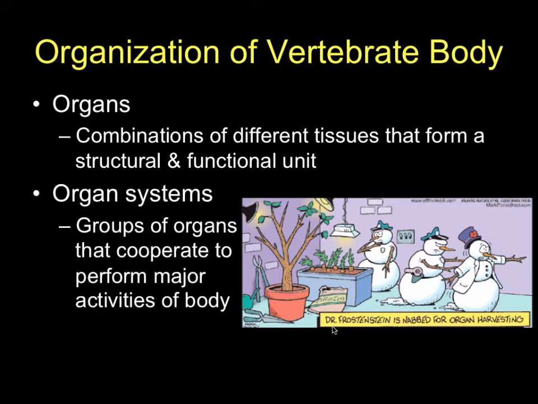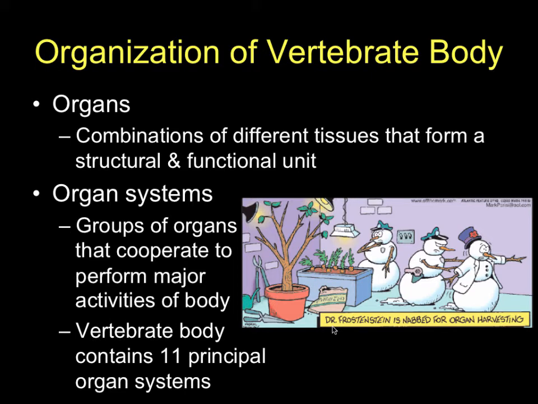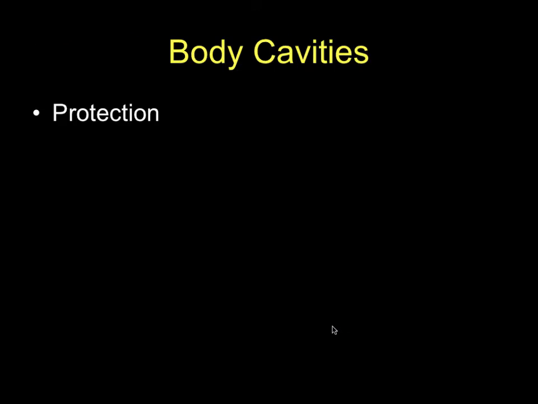Once you have multiple organs working together, then we can start talking about organ systems. And in the vertebrate body, in most cases, we are talking about 11 different organ systems, although we won't necessarily go through all of those in this class. But we'll take a look certainly at several of them as we go through the upcoming chapters before we start getting into plants.